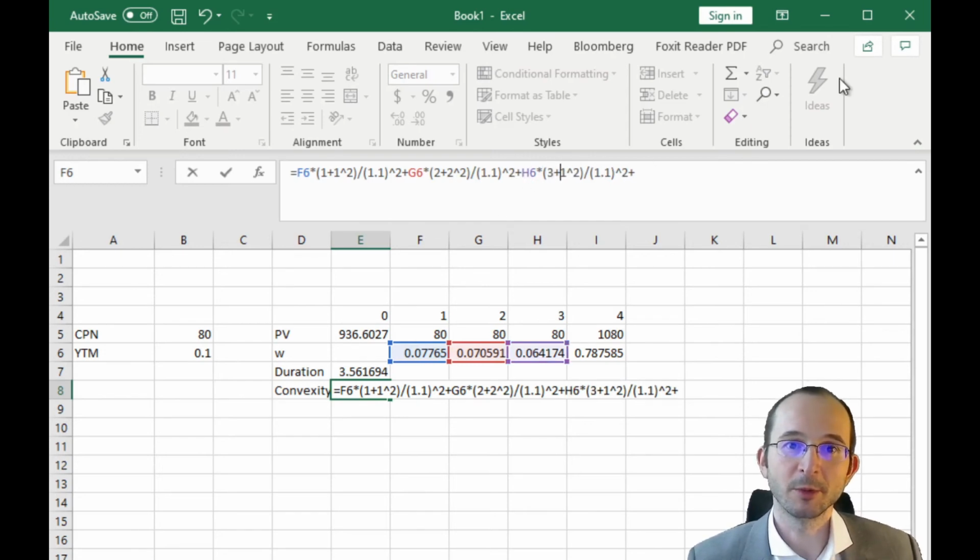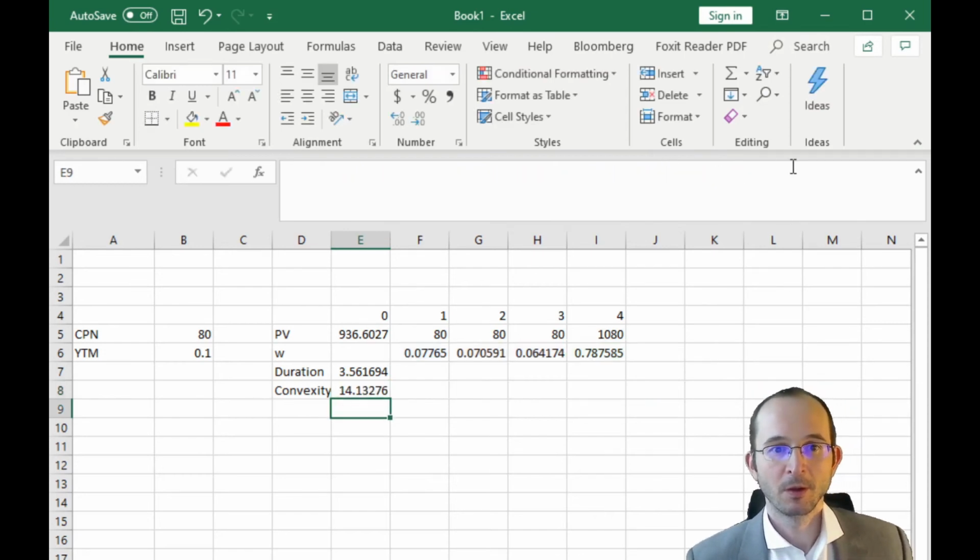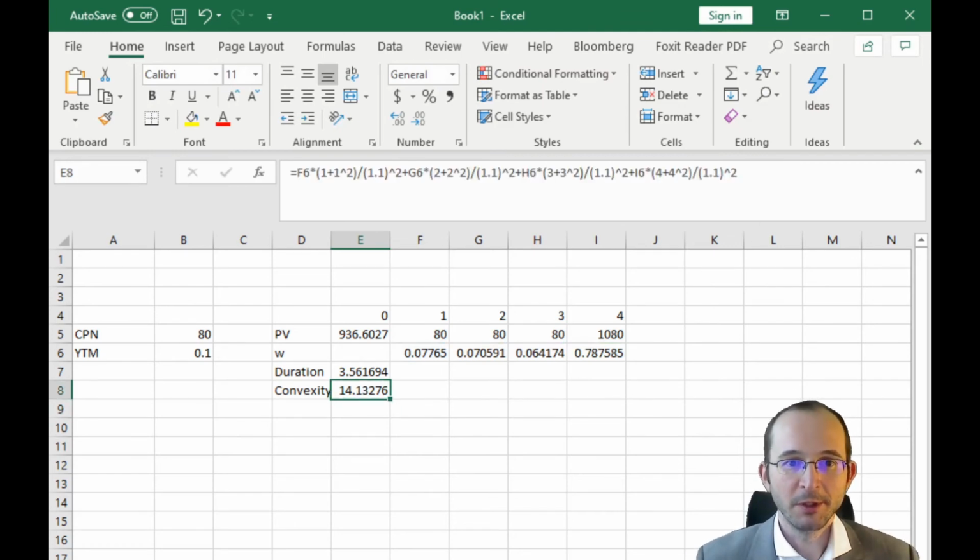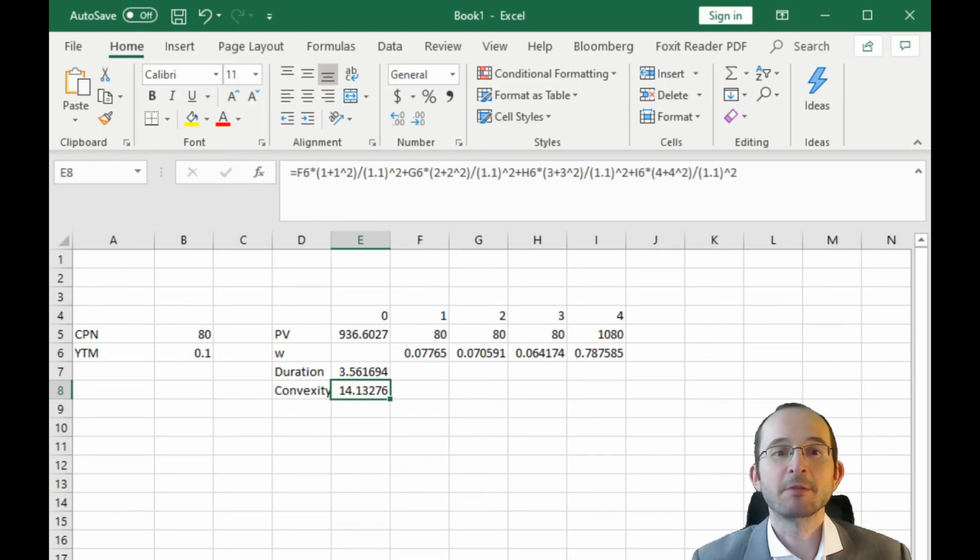So here is our maturity for the year 3 cash flow, and here is our maturity for the year 4 cash flow. And if we do that, we indeed get our answer that we were expecting, a convexity of 14.13. But what does that actually mean?